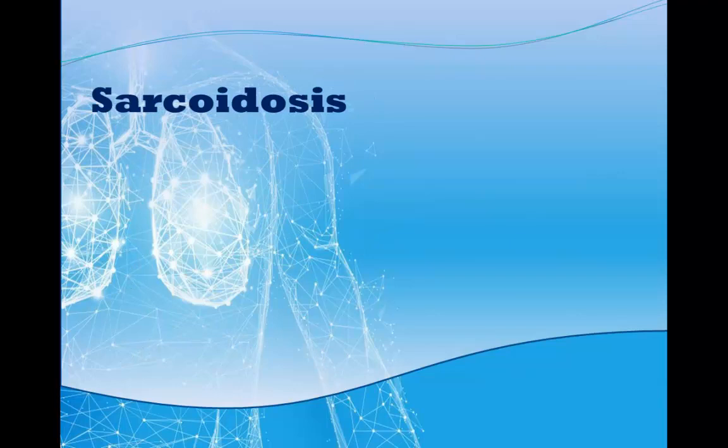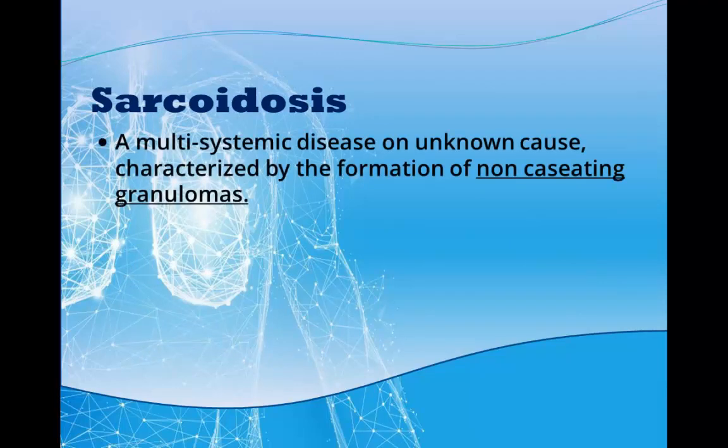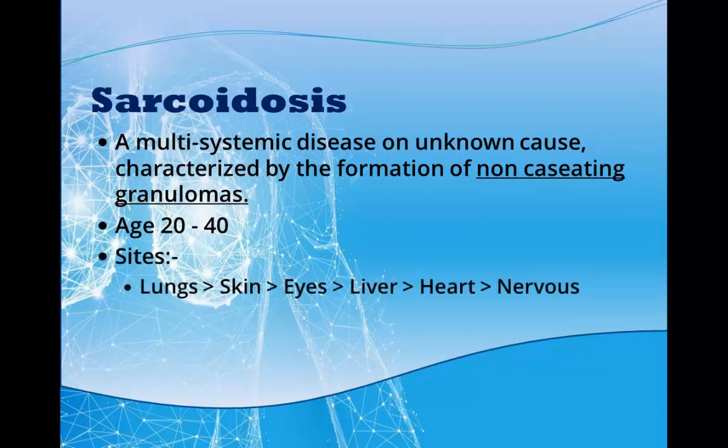Now, sarcoidosis, which is associated with a systemic disorder, is a multi-system disease with an unknown cause characterized by the formation of non-caseating granuloma. It mostly affects those between the ages of 20 to 40 and would affect multiple systems, most commonly the lungs. Then you have the skin, eyes, liver, heart and the nervous system.